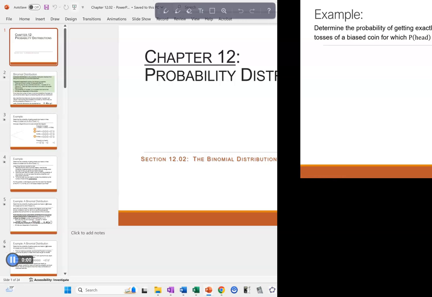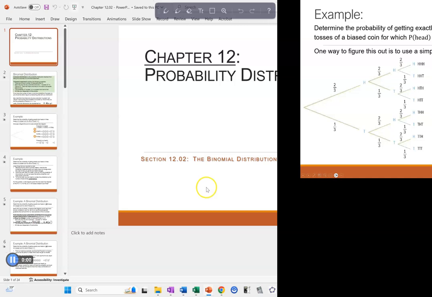So determine the probability of getting exactly 2 heads in 3 tosses of a biased coin for which the probability of heads is 2/3. One way we could do this, the way we used to have to do this, was drawing a tree diagram, right? So we have heads or tails, toss 1, 2/3, 1/3, heads or tails, toss 2, and toss 3. And we'd have to go and count out. So this one is 2 heads, that one's 2 heads, that one's 2 heads.